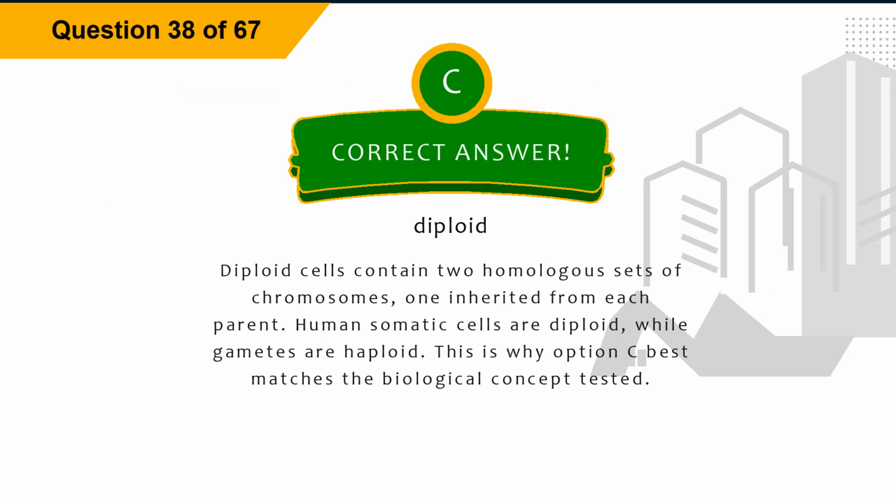The correct answer is option C, diploid. Explanation: diploid cells contain two homologous sets of chromosomes, one inherited from each parent. Human somatic cells are diploid, while gametes are haploid. This is why option C best matches the biological concept tested.